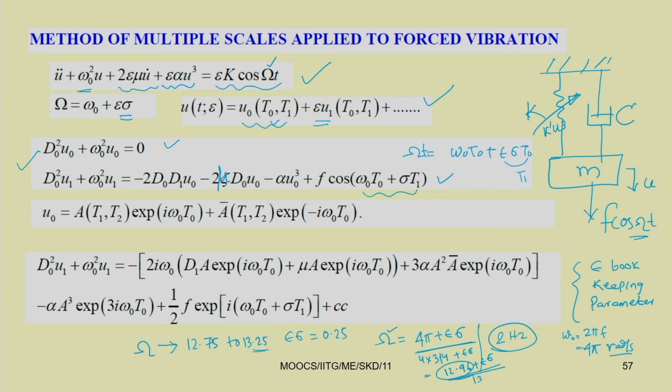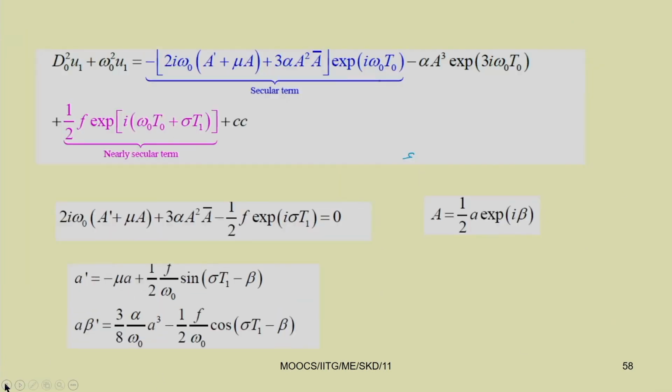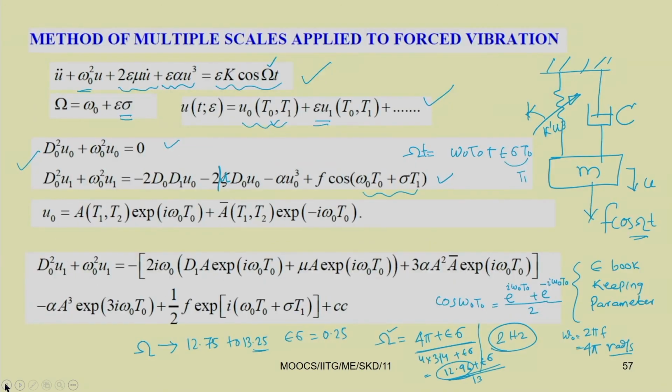This f cos omega t can be written as cos omega0 t0, so it can be written as e to the power i omega0 t0 plus e to the power minus i omega0 t0, divided by 2. You can write this because e to the power i theta equals cos theta plus i sin theta. Using that, e to the power minus i theta equals cos theta minus i sin theta. Adding these two, e to the power i theta plus e to the power minus i theta becomes 2 cos theta. So cos theta becomes e to the power i theta plus e to the power minus i theta by 2.